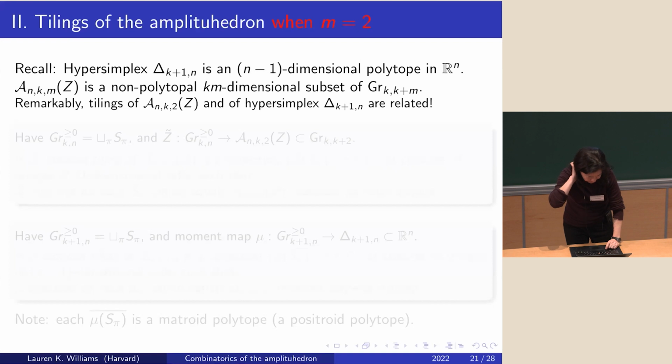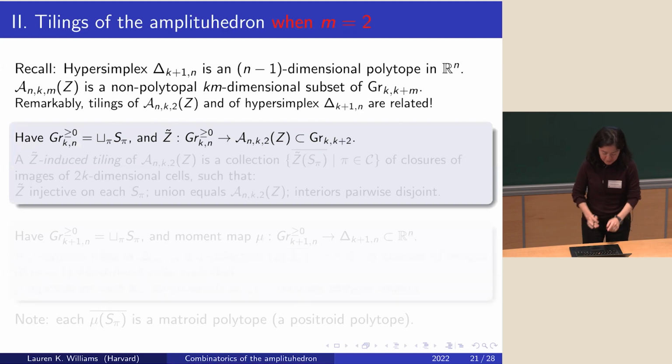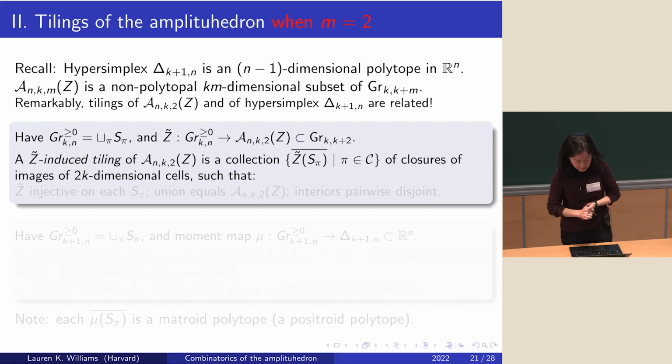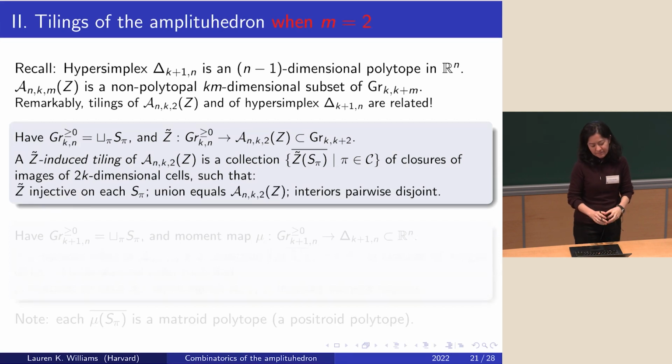But what was very surprising when we first realized this was that the tilings of the m equals 2 amplituhedron and some kind of subdivisions of the hypersimplex are very closely related. I mean, are in bijection. So, okay, this is just a review of the notion of tiling of the amplituhedron. It's this collection of closures, and I'm specializing to the case m equals 2. So it's a collection of closures of images of 2k-dimensional cells, where Z tilde is injective on each cell. The union of these pieces is the whole amplituhedron, and their interiors are pairwise disjoint.